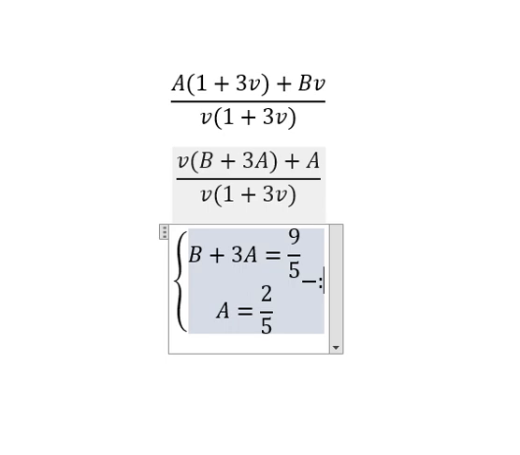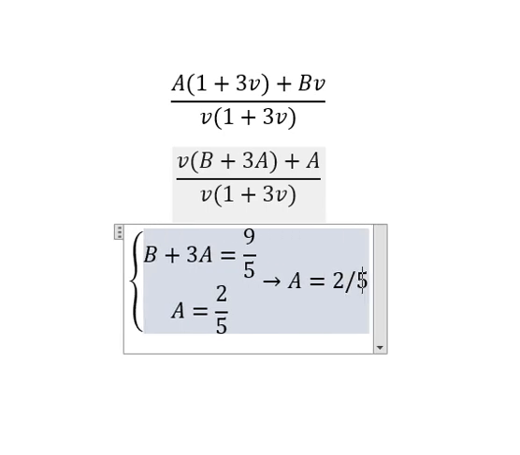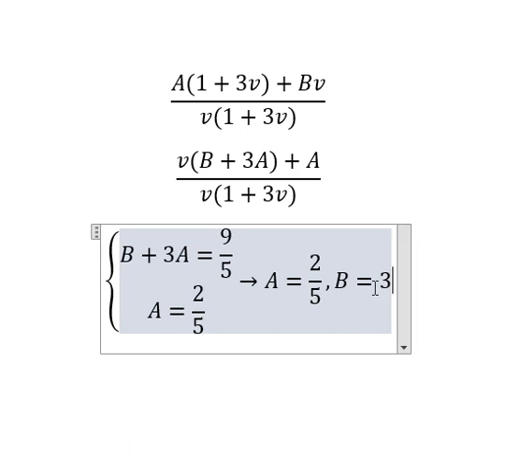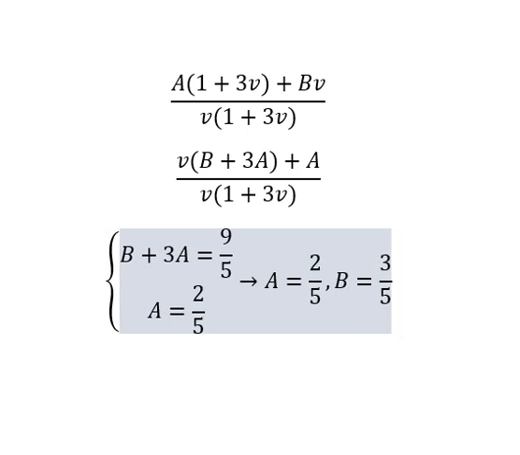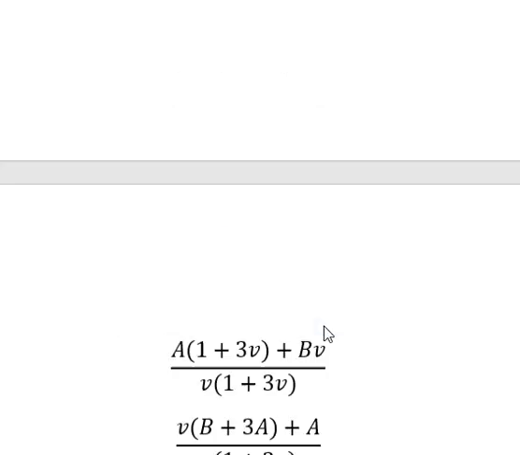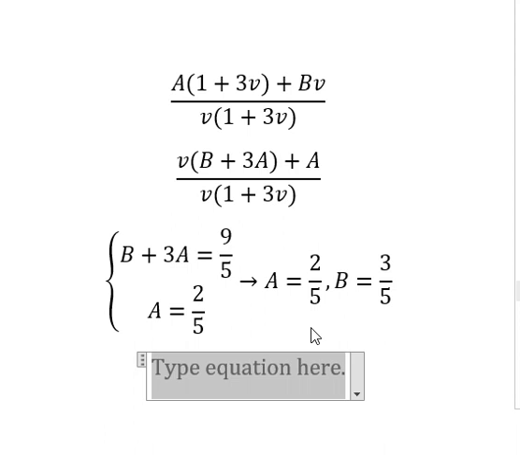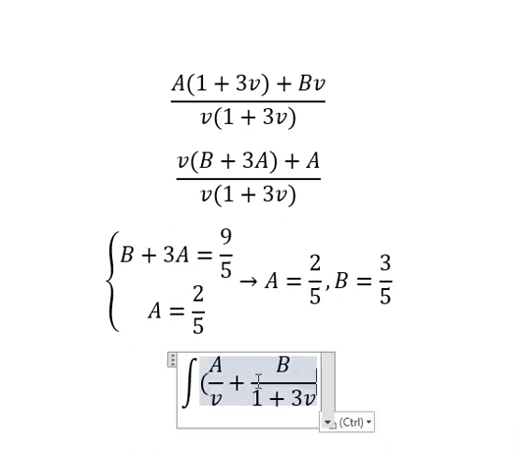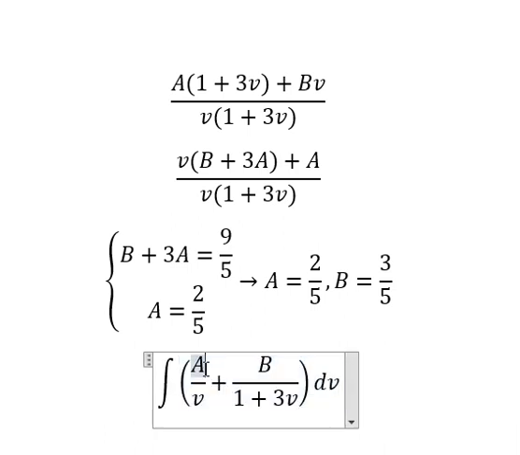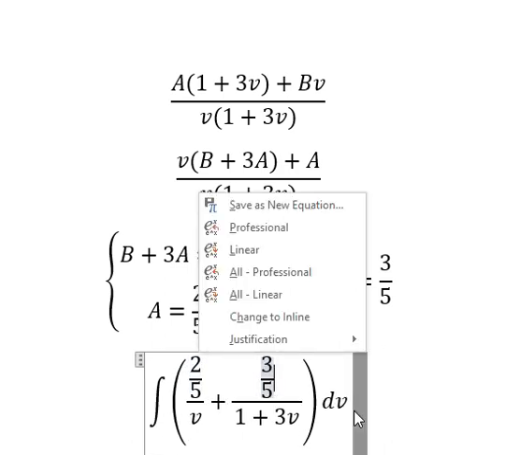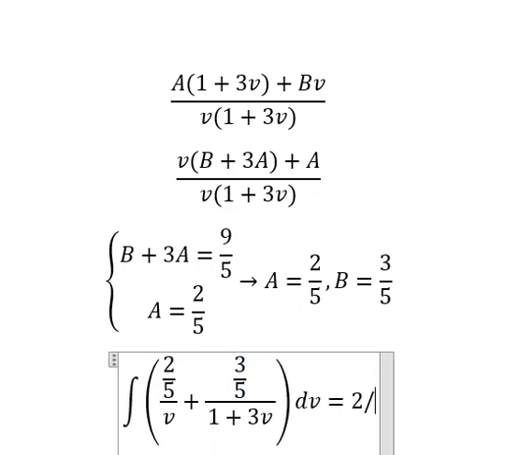Now we need to find the solution of A and B. Now we put A and B back in here. So A equals 2 over 5. B equals 3 over 5. And now we have the final answer.